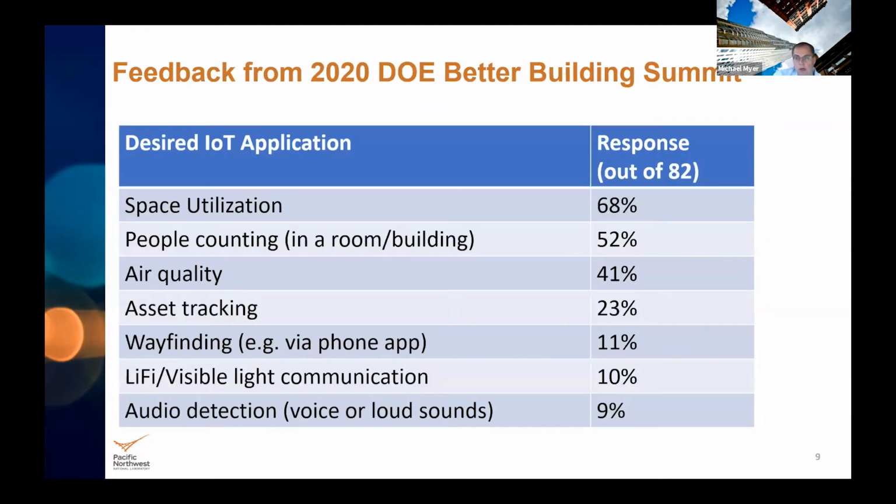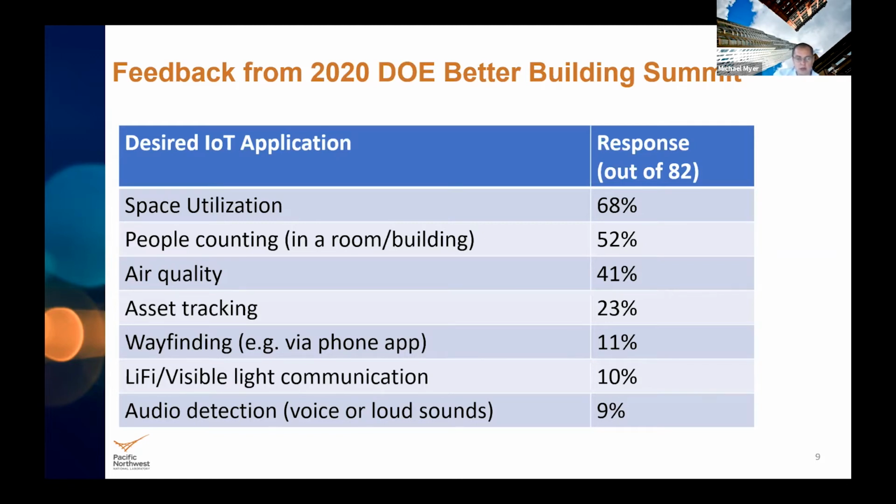We did poll at a Department of Energy Better Buildings Summit, and we asked some basic questions. And we found that, not surprisingly, the top 3 responses right now were related to space utilization, people counting, and air quality. These are the answers that people ranked as the most important applications they're interested in. As I say, it's not surprising in the world of COVID. How close we're getting people together is definitely a data point that people are trying to follow. Same with air quality. So it's not surprising those 3 came up.